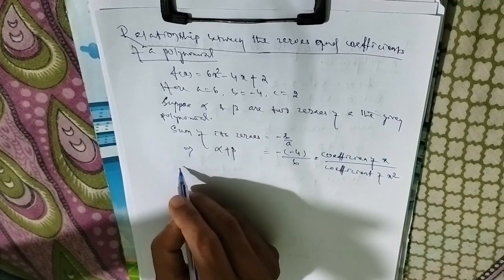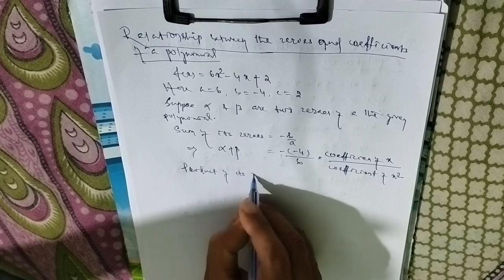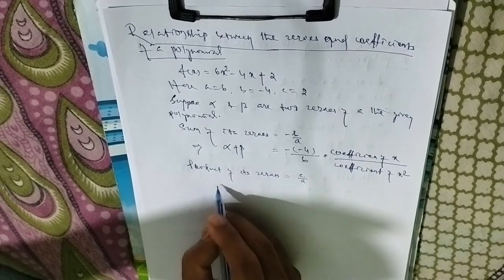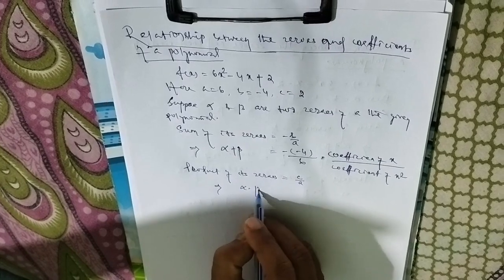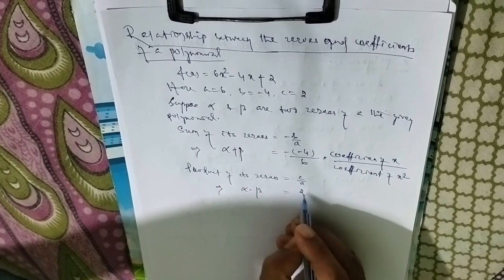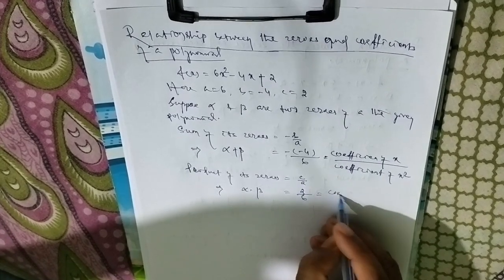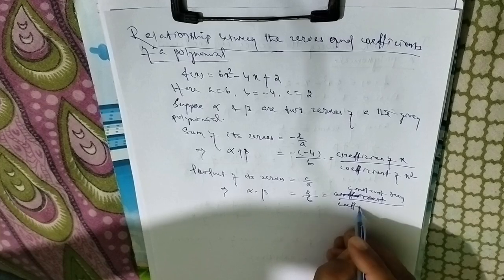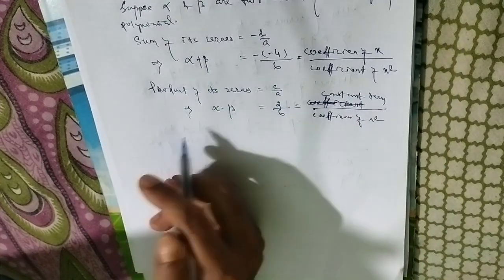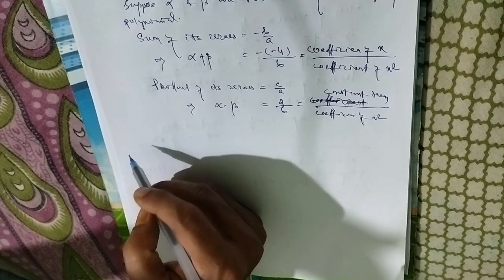Then product of its zeros is equal to c by a, which implies alpha into beta is equal to, put the value of c 2, put the value of a 6, which is the constant term by the coefficient of x square. Then relationship between zeros and coefficients of a quadratic polynomial.